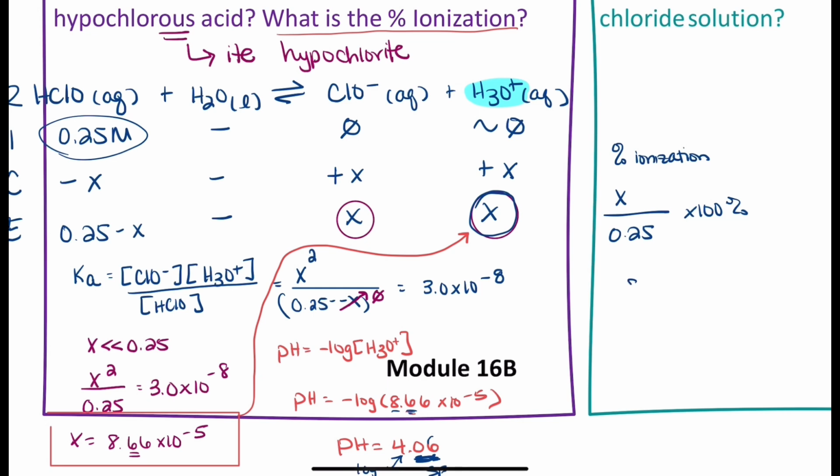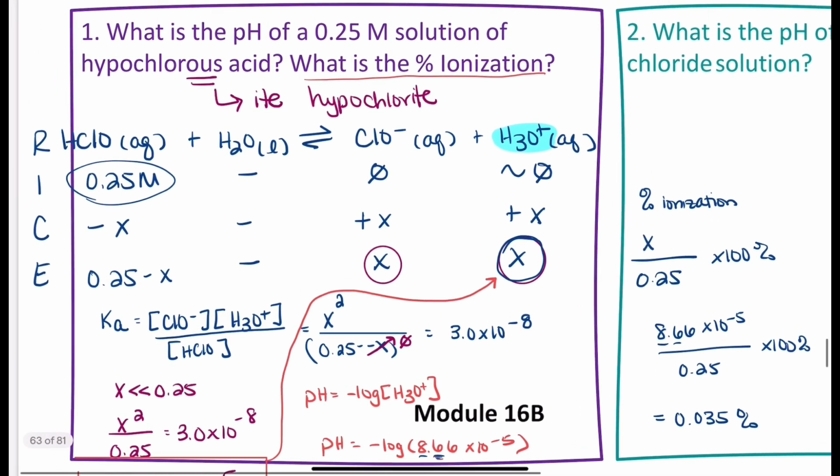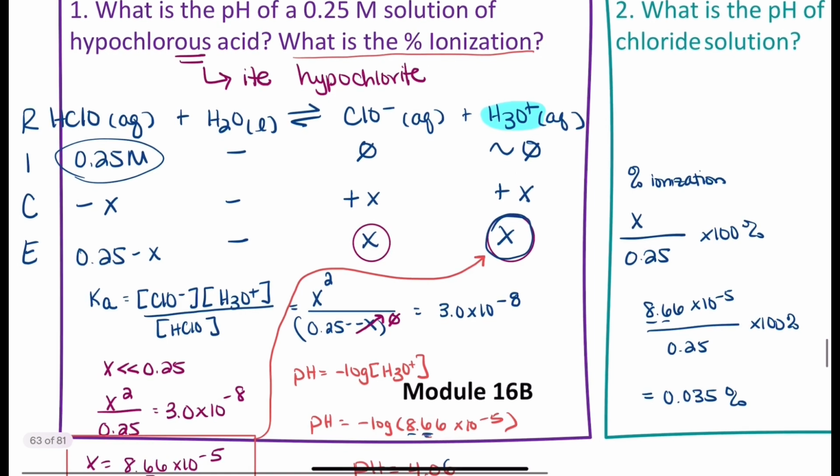When I do the math here, 8.66 times 10 to the negative 5 divided by 0.25 times 100 gives me 0.035%. Definitely less than 5%. So definitely valid assumption. It also shows me that basically hypochlorous acid is a pretty weak acid. Not a lot of it's going to break apart. Only 0.035% is actually dissociating, when I have a 0.25 molar solution.